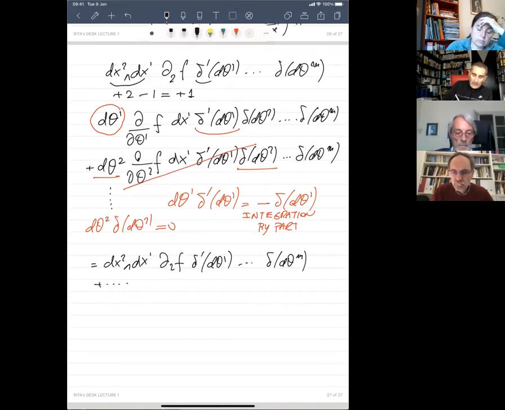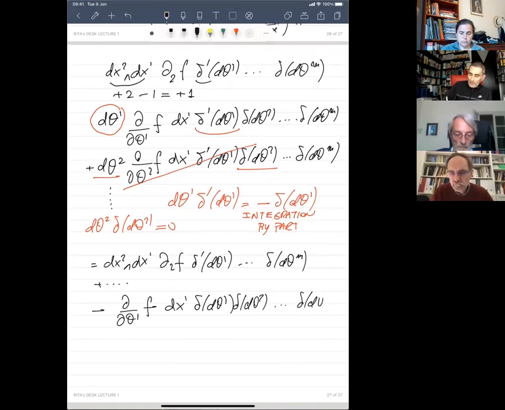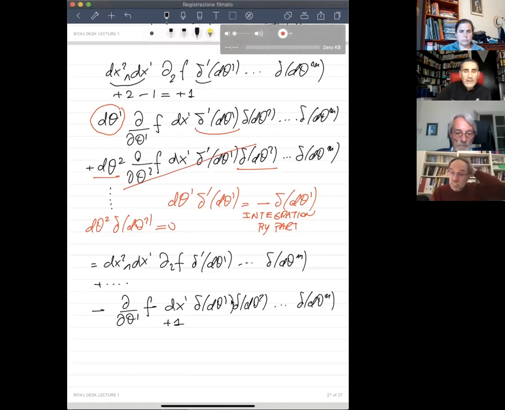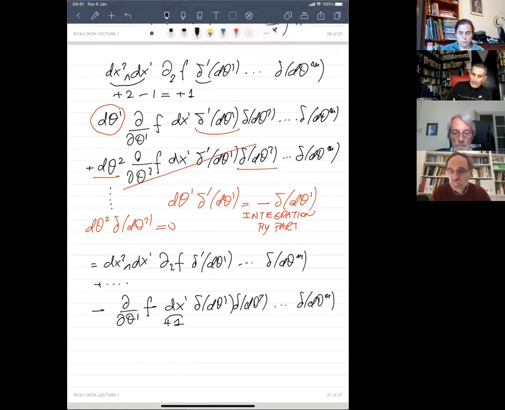But then for the second line I get a minus derivative with respect to theta 1 of f, and then I have dx1 delta of d theta 1 delta of d theta 2, and times all the other deltas. All the rest drops out of the calculation. So again you see the form number is respected, because this has form number +1, and here there are no more delta functions, no derivatives on the delta function, and so the total form number is +1.